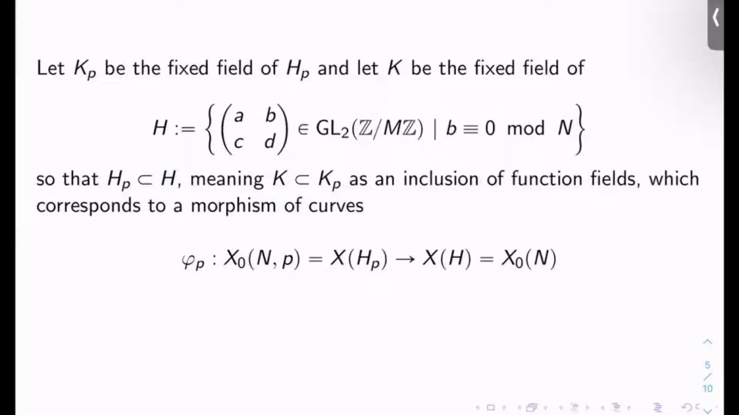Now, you know that an inclusion of function fields corresponds to a morphism of curves by the curves-fields correspondence. This gives us a map, which we'll call phi sub P, from X sub 0 NP, which is just the modular curve X of HP, to XH, which is X sub 0 of N. You know this is X sub 0 of N because H here is essentially a carbon copy of gamma sub 0 of N. Okay, so here's a map from X sub 0 NP to X sub 0 of N. That's one of the two maps found in the Hecke correspondence T sub P. Okay, so there's our first map.